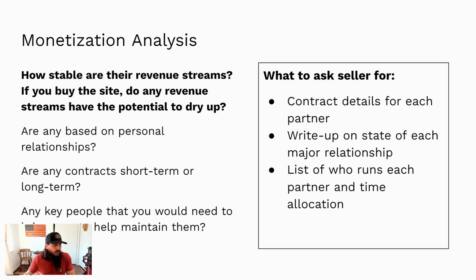So a few other things to ask for, obviously contract details for each partner, and then obviously lists of who runs each partner and their general time allocation so you can get a good sense of how many resources it's going to take to maintain and deepen a lot of the relationships that the site currently has if it were on your platform.